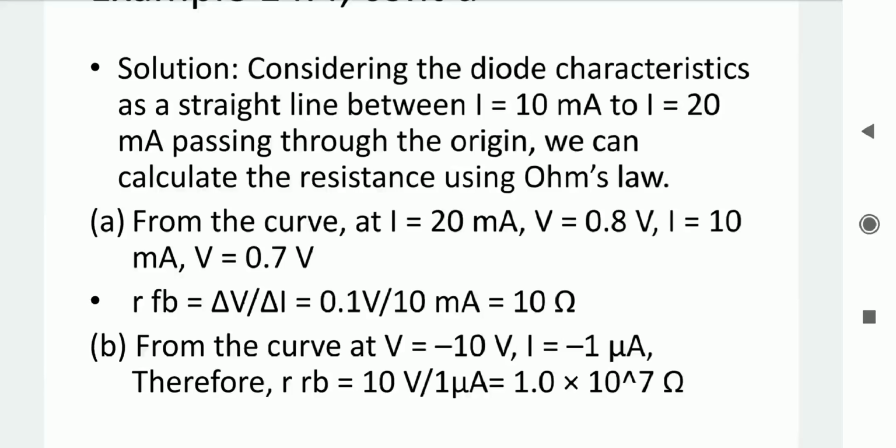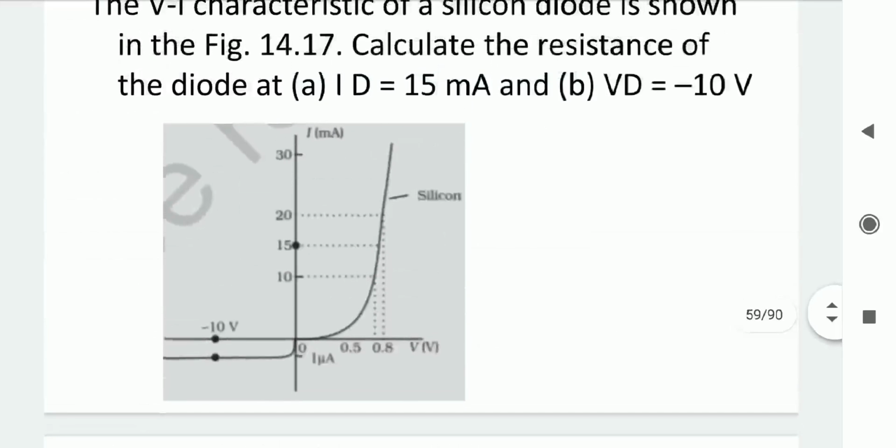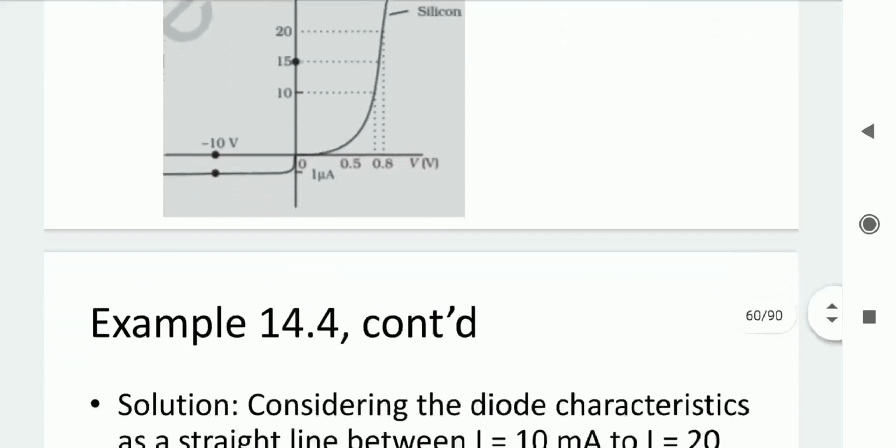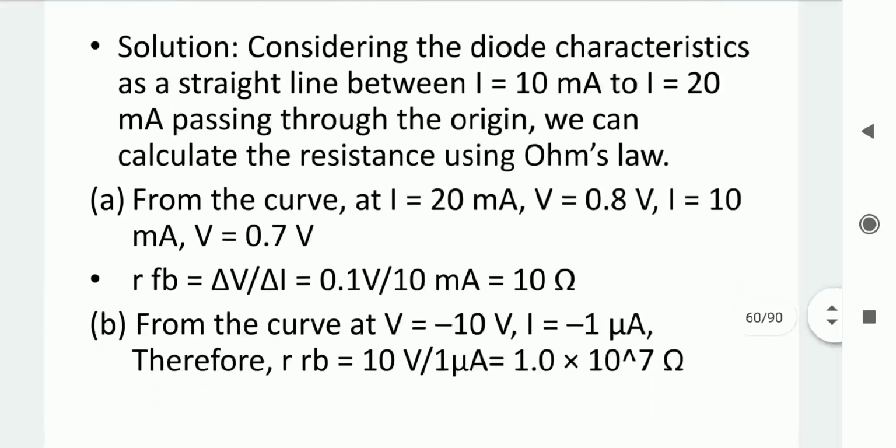Now, the reverse bias characteristic shows that diode voltage VD is minus 10 volt and it generates a current of minus 1 microampere. So in reverse bias condition, the dynamic resistance offered is 10 volt divided by 1 microampere, which gives 1 into 10 raised to 7 ohm. So in comparison, we can say that forward bias resistance is very much less compared to reverse bias resistance.